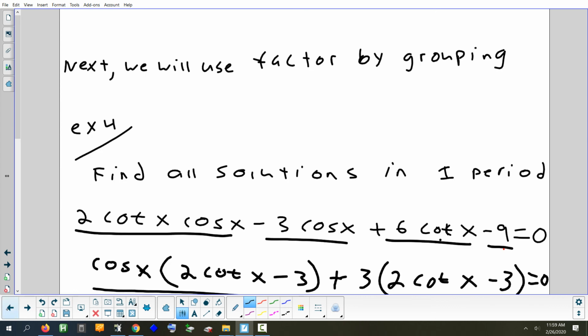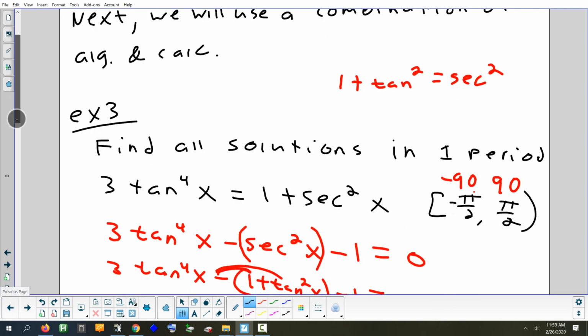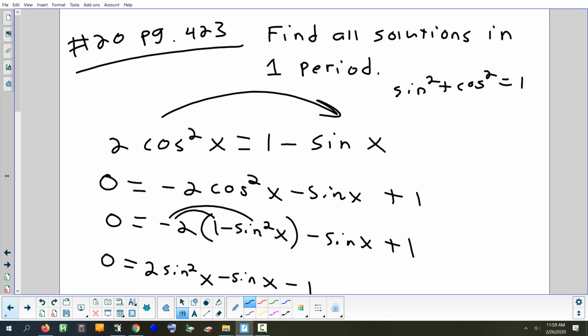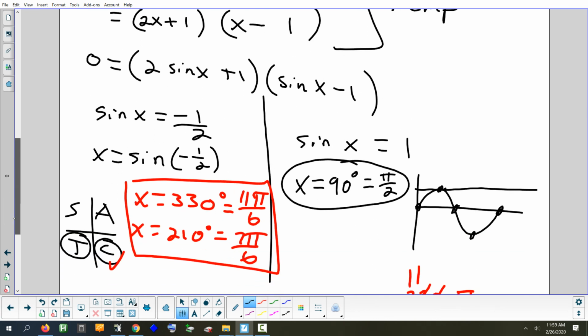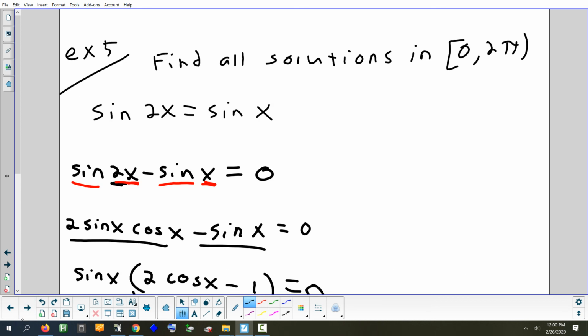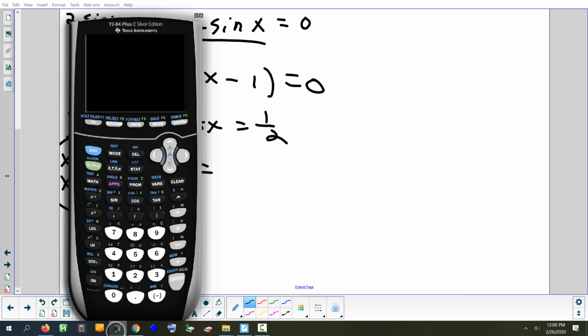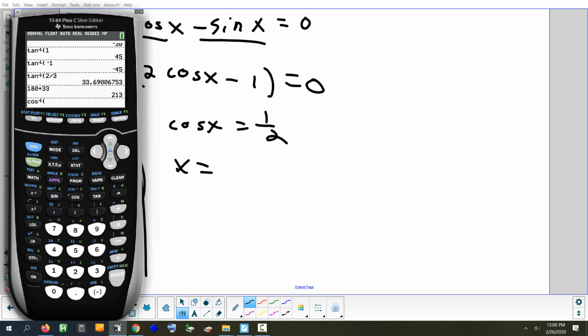I feel like we've done this one a bunch of times somewhere. Oh, we did sine x equals a half. Maybe we did cosine x equals a half yesterday. So what would I have to do to get x by itself here? Sam? You get the inverse cosine? Yep. I'm going to take the inverse cosine of a half, and you get 60.